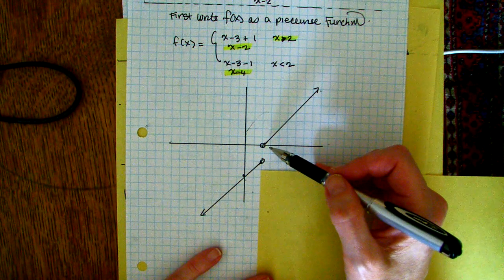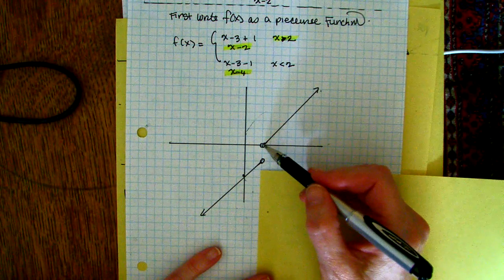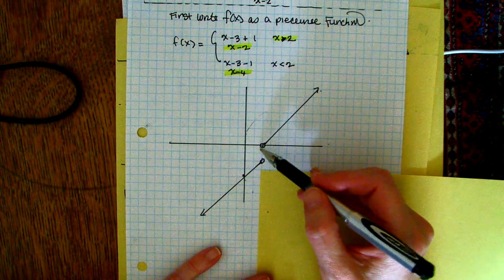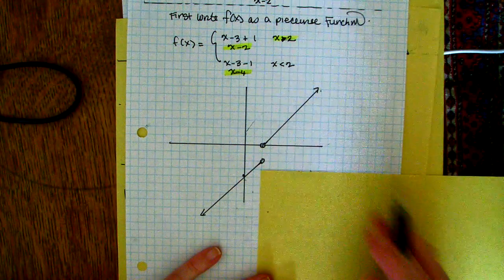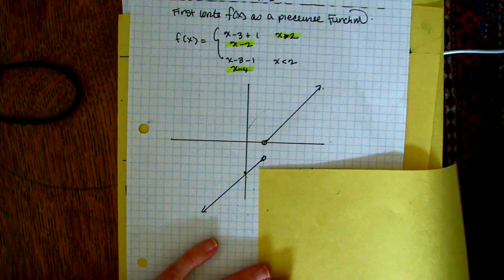Pause the video. As x approaches 2 from the right, you're getting 0, and as x approaches 2 from the left, you're getting -2. There is no limit as x approaches 2 because there's not one limit as x approaches 2.